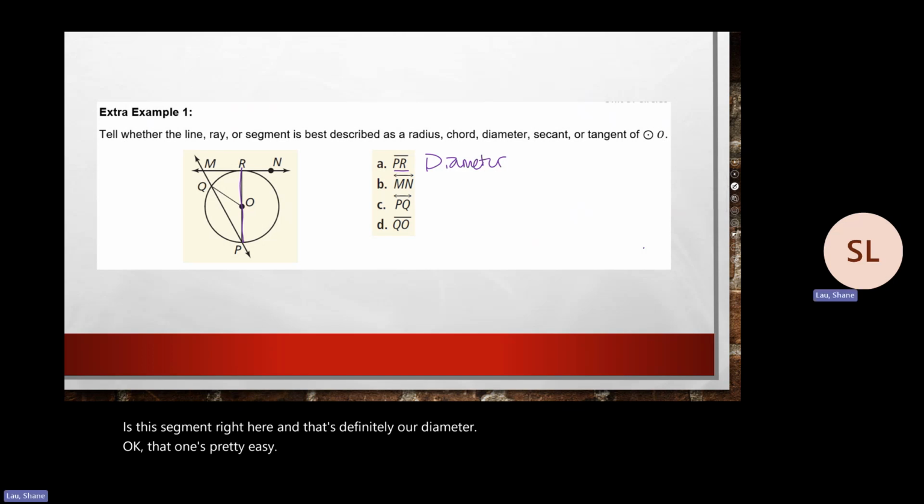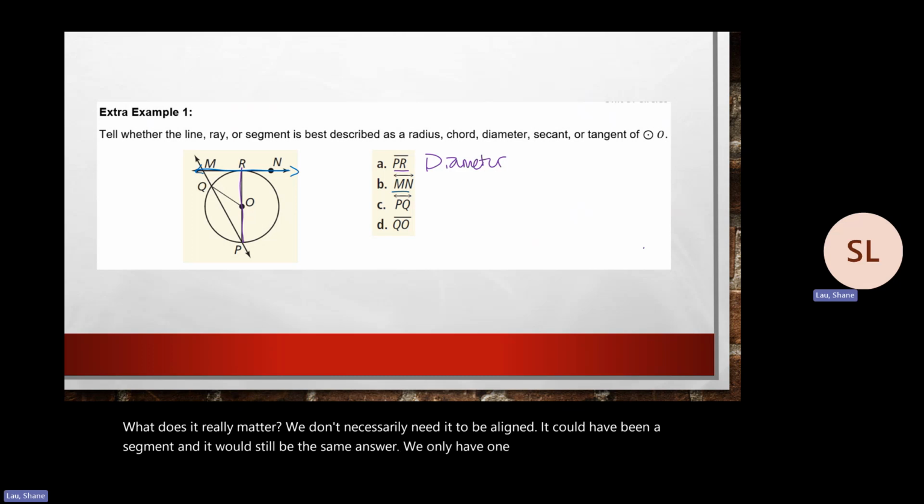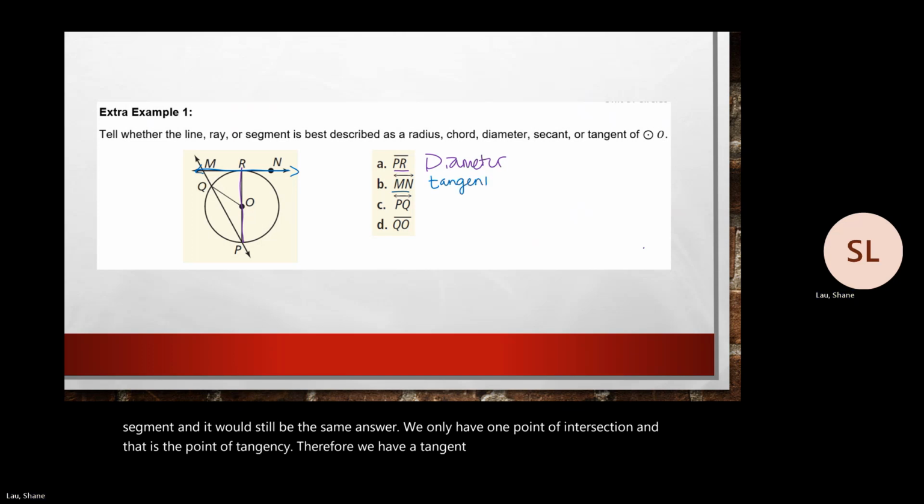Then we have MN, but it is line MN. But it doesn't really matter. We don't necessarily need it to be a line. It could have been a segment, and it would still be the same answer. We only have one point of intersection, and that is the point of tangency. Therefore, we have a tangent line. Very easy, very nice.